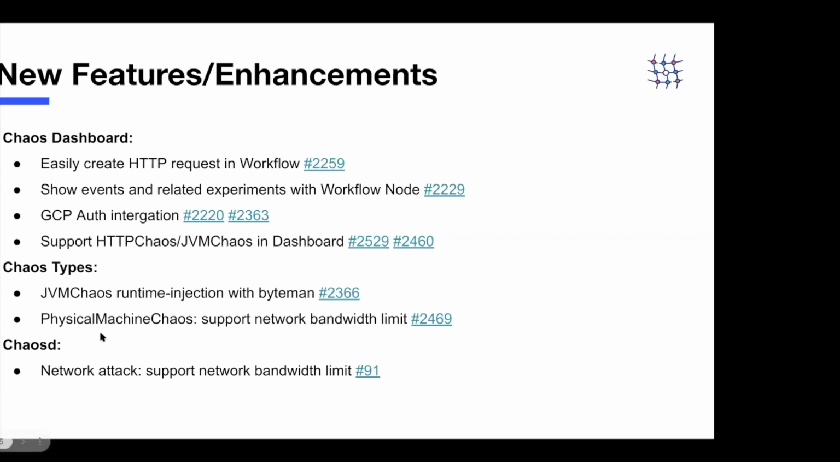About the physical machine chaos, in the new features, we support limiting network bandwidth, and we also support limiting network bandwidth.